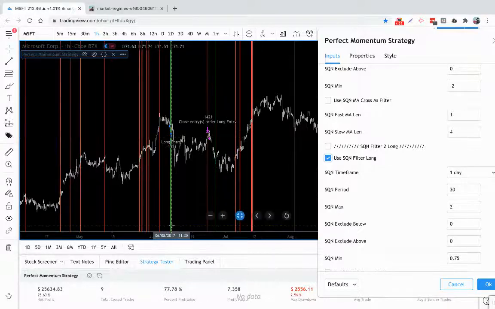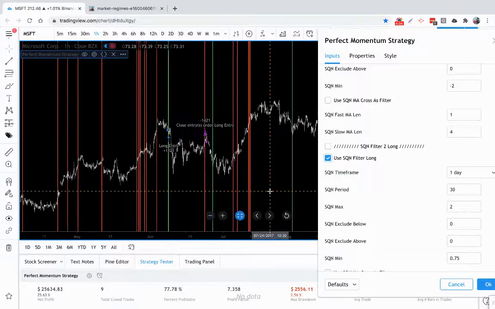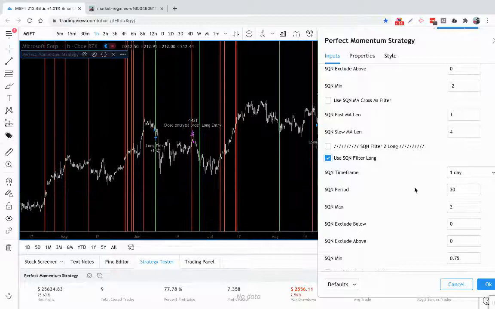We got a lot more specific. Now we're taking fewer trades, so our profit is down a little bit, but we got more profitable. Our profit factor almost doubled, and our drawdown went way down. So again, you could use this for looking for very specific conditions based on market regime.